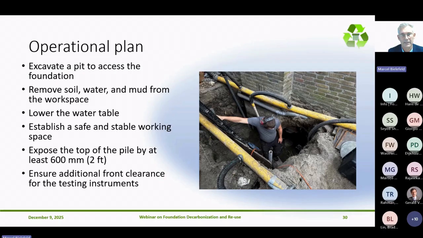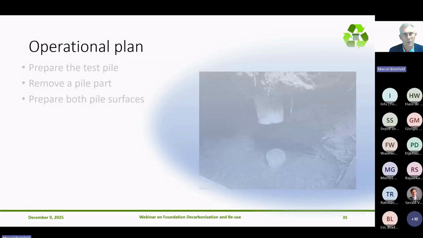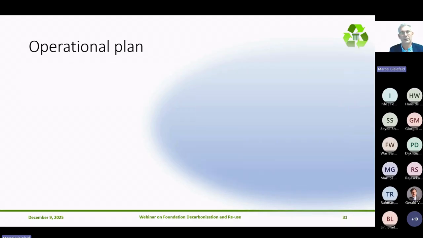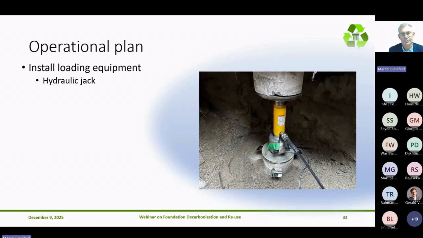We dig deep enough to expose the top of the pile by at least, let's say, 2 feet, 600 millimeters. And we had some additional clearance at the front to bring in the monitoring equipment. We cut out a piece of the pile, removed that part, prepared both surfaces and put in between them the hydraulic jack to make it possible to load the pile. So what we use is the superstructure as a counterweight to push the pile downwards.